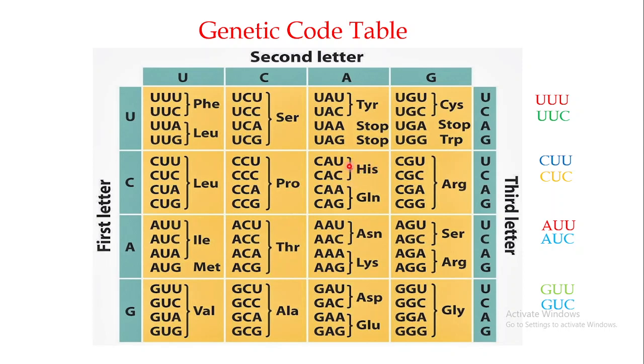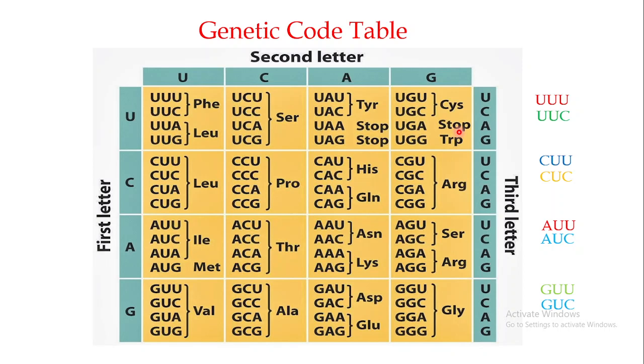So this is how the genetic code table works, and in this particular table you can see you have got 20 amino acids over here, and you have got 64 codons. Now 61 of these codons code for the amino acids, and 3 of the codons are stop codons. And as you can see over here, this UAA is the stop codon, this UAG is a stop codon, and this UGA is a stop codon.